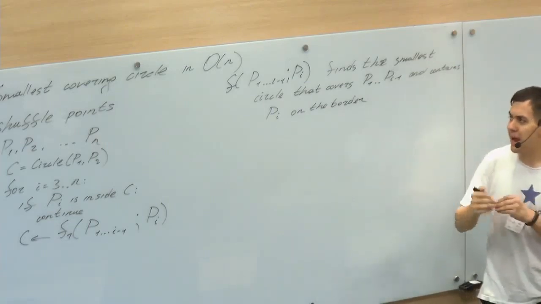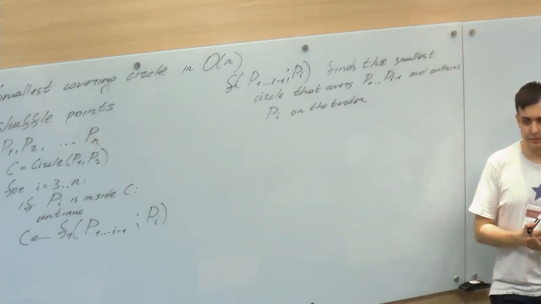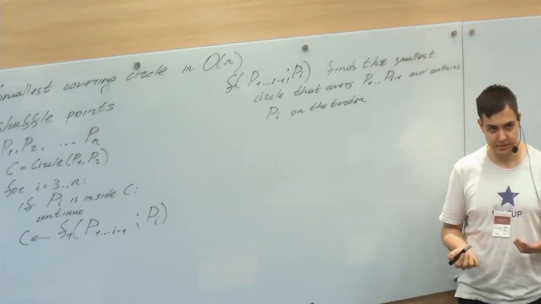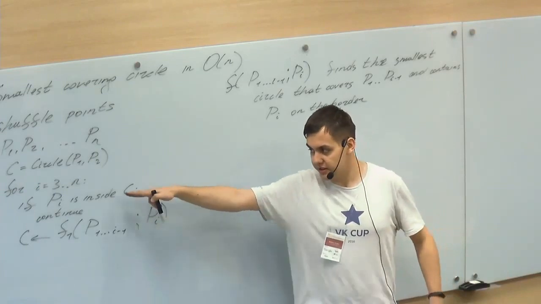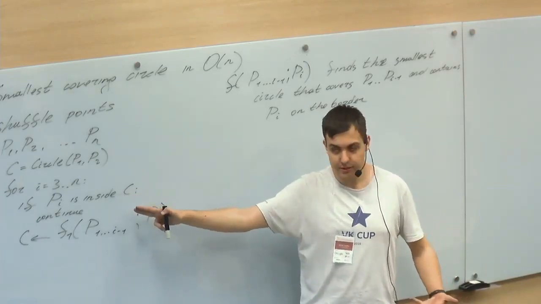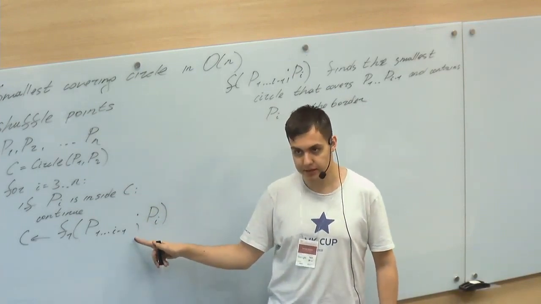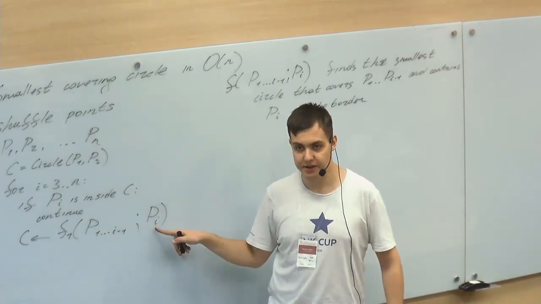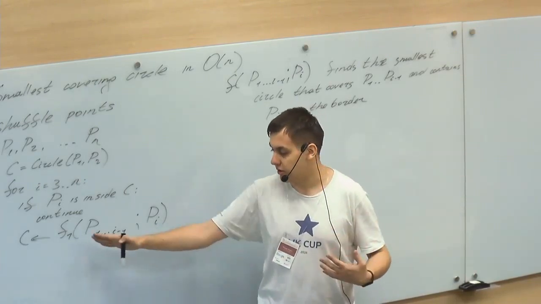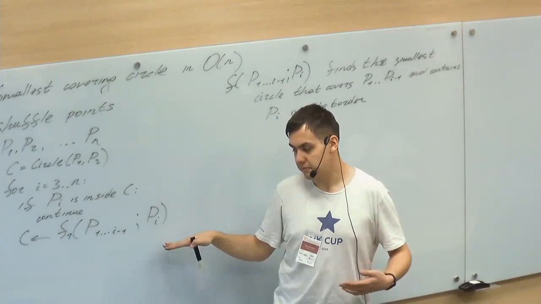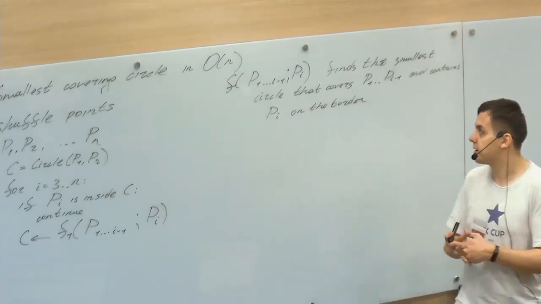So whenever we make the recursive call to this function, we are sure that this kind of circle exists, right? Before calling this function, this if wasn't true. This means that the smallest circle that covers all these i points doesn't contain Pi. So this means that the smallest circle that covers all of these points must contain Pi on its border, so we have an additional restriction here.